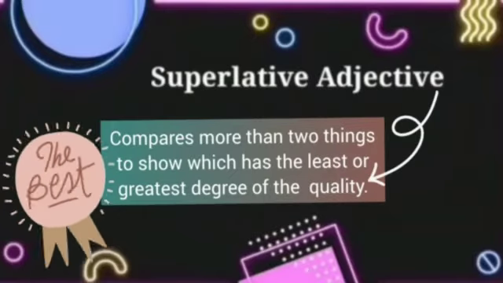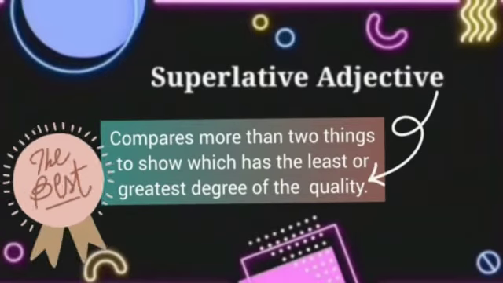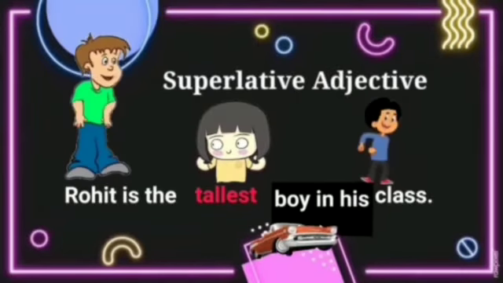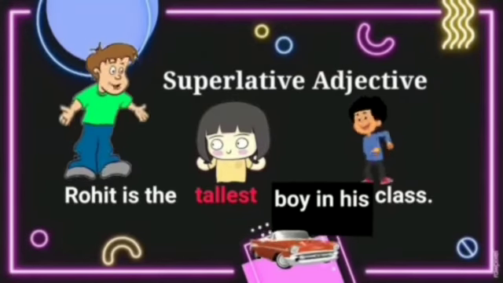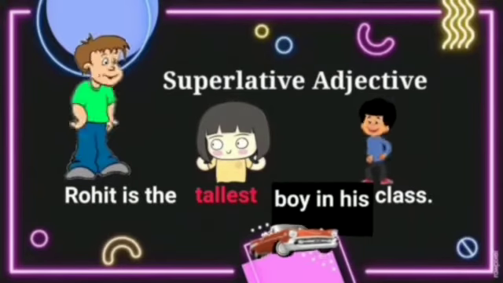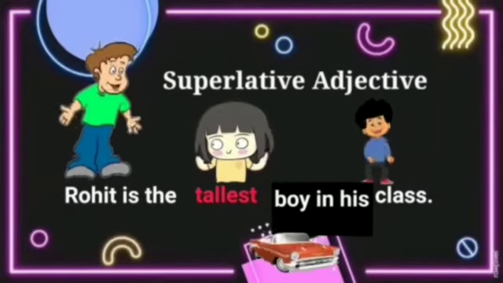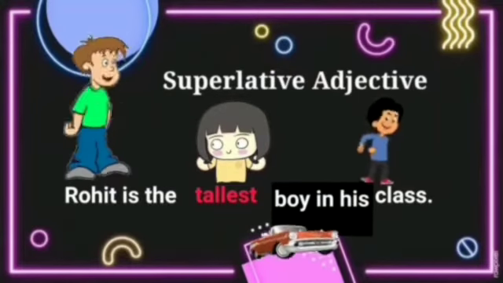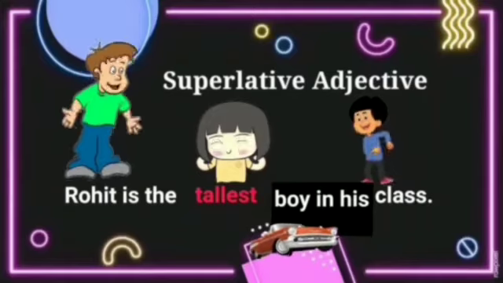Now children, superlative adjectives compare more than two things to show which has the least or greatest degree of the quality. For example, Rohit is the tallest boy in his class. So children, he has the greatest degree of height among the boys of his class. So it is a superlative degree.